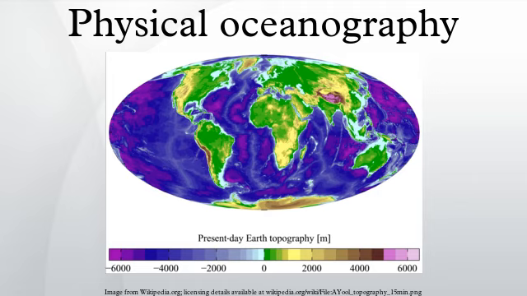At one time, it was believed that evaporation and precipitation were a major driver of ocean currents. It is now known to be only a very minor factor.